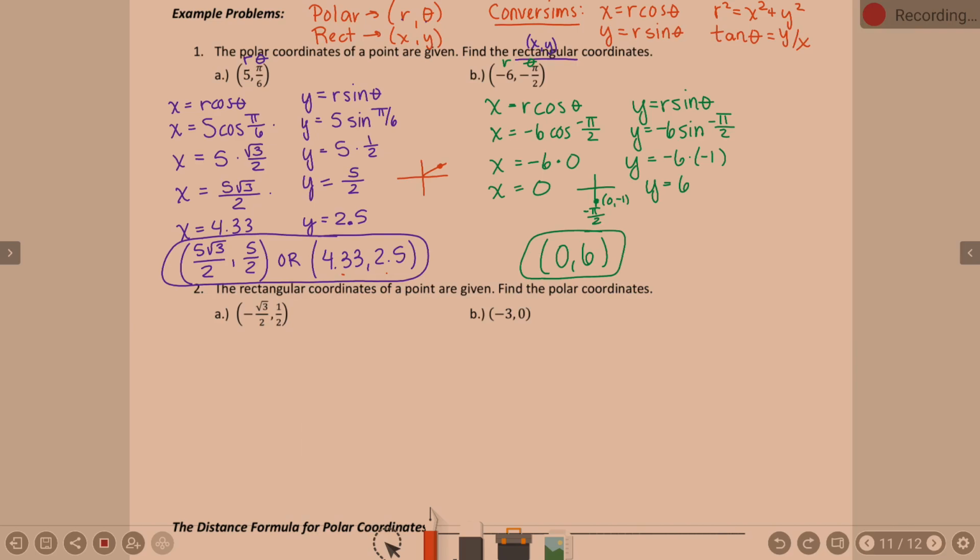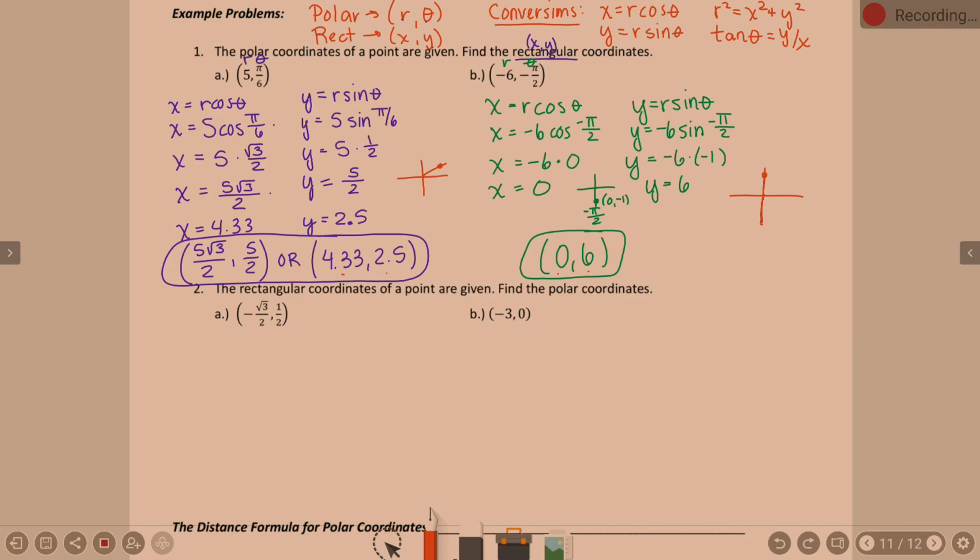Can you logically check this to see if it makes sense? Negative pi over 2, -6. Negative pi over 2 is right here, yes? What does -6 do? It goes out 6 from the origin, but since it's negative 6, it's going to shoot me back through the pole. Does that match up with the ordered pair 0, 6? Yeah. Okay, are you seeing the connection I'm trying to show here? A polar coordinate and a rectangular coordinate, they're going to overlap. They're going to be in the same physical location, just on 2 different grids.